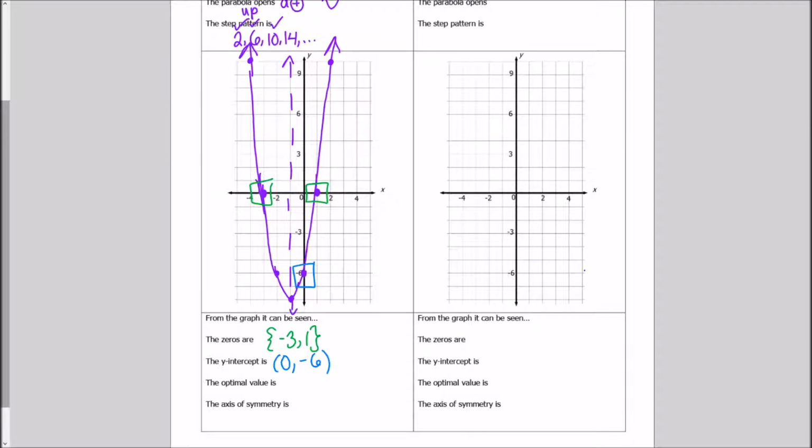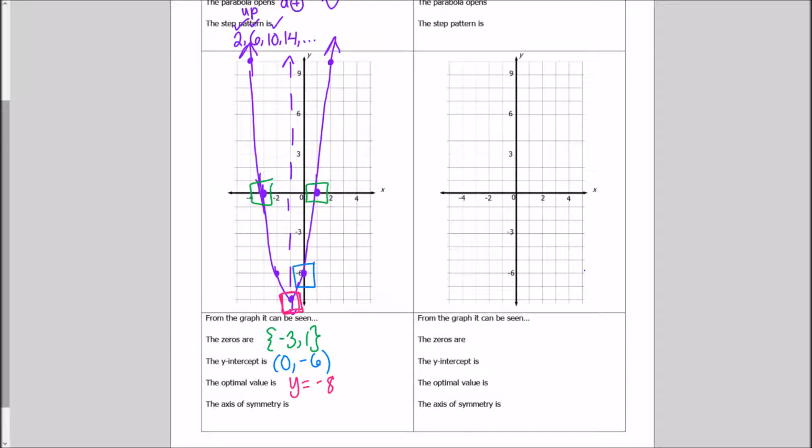The optimal value always happens at the lowest point right here, or the highest point, and it's the y value. So right here, I can see that my optimal value, my lowest point, is at -8. So the optimal value is when y equals -8.